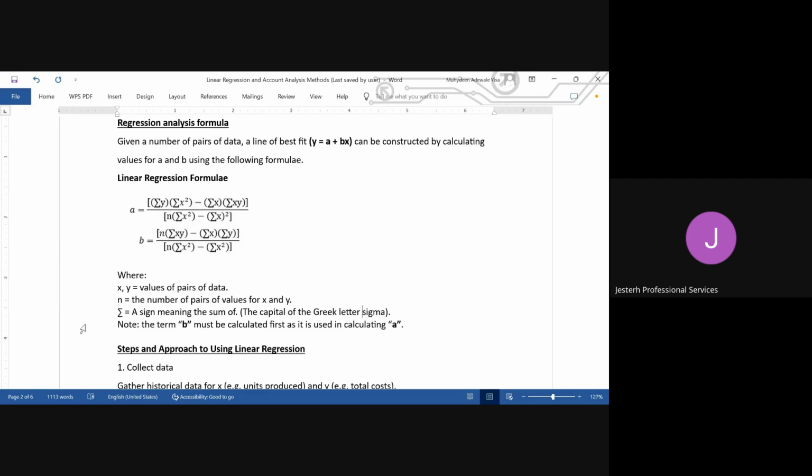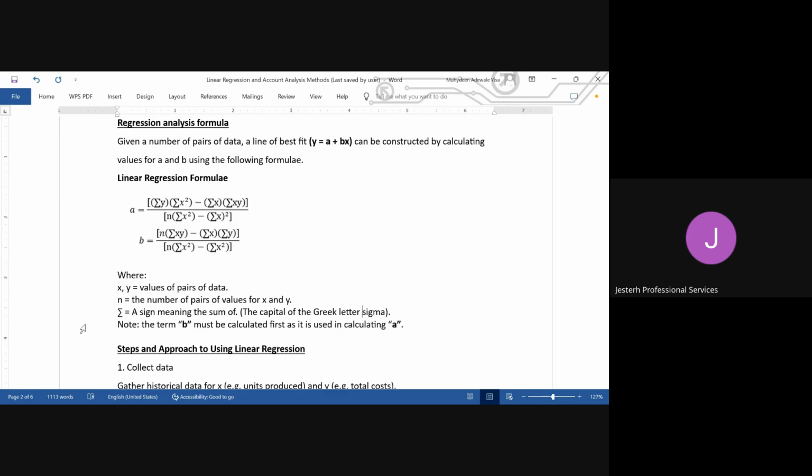In the question, it means they are going to give us all this information relating to X and then relating to Y. What is X? X is going to be our level of activities. Y is going to be all the associated costs related to X. That is why we see the value pair of the data.